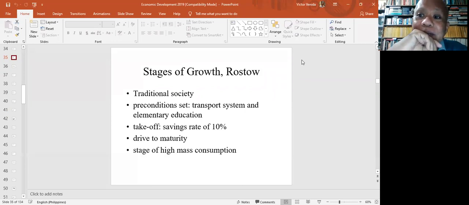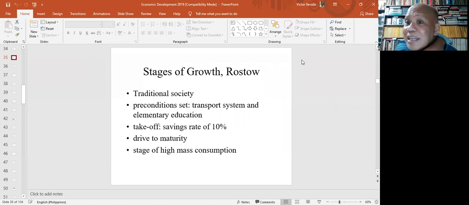We're no longer an old world society. We've gone beyond that. When it comes to preconditions set, we've also gone beyond that. We have set up more than just the elementary education system. And it's not just the transport system, but the other infrastructure have been put in place. It may be inadequate in general, but it's already present. We have not just the transport system, but the communications, energy systems, and like things which I'll be discussing in the next topic. Okay. The savings rate of the country has gone beyond 10%.